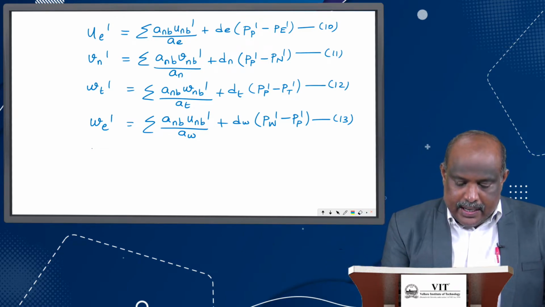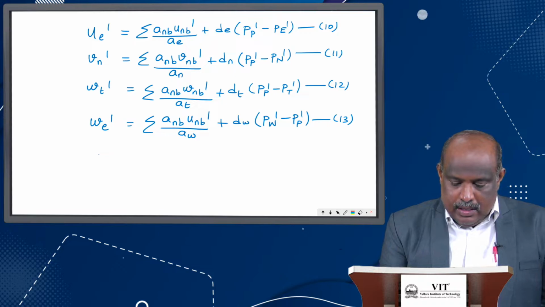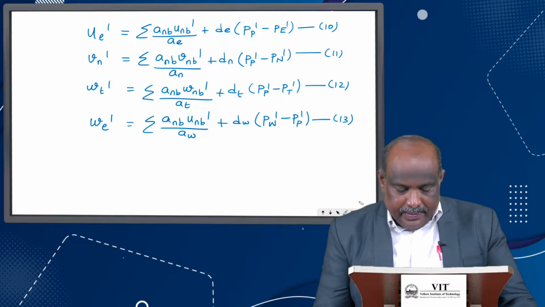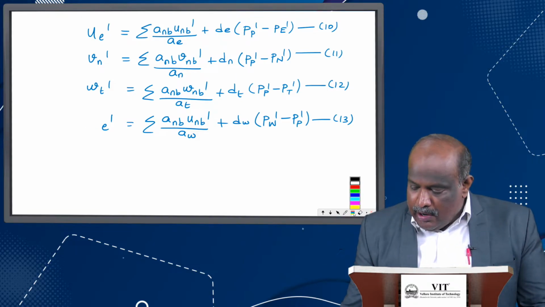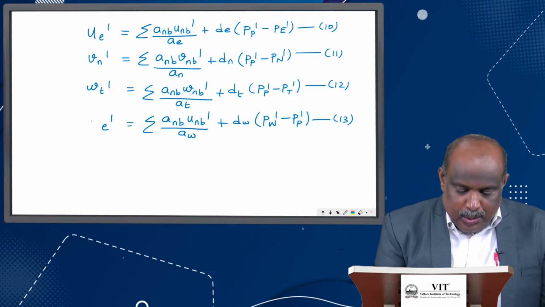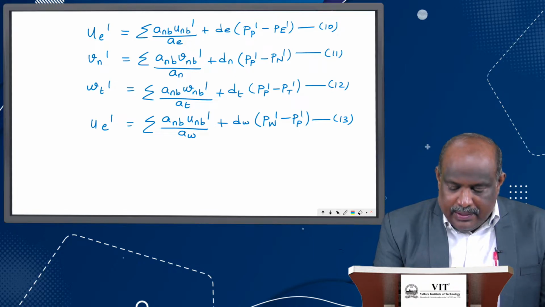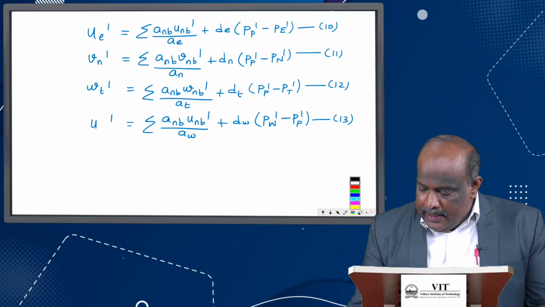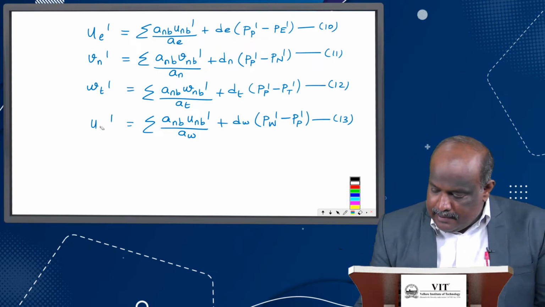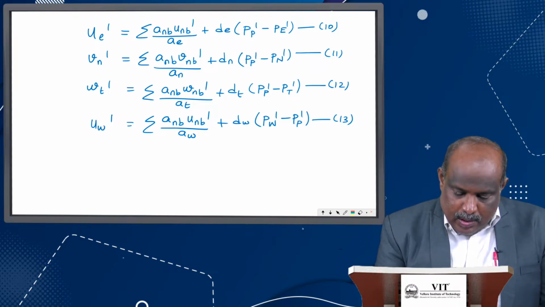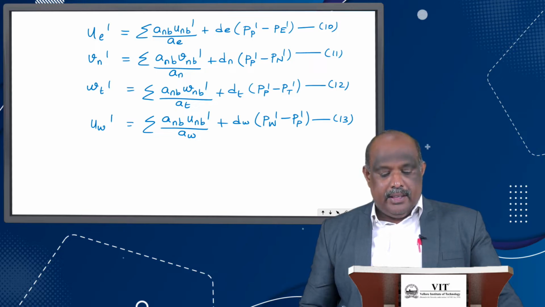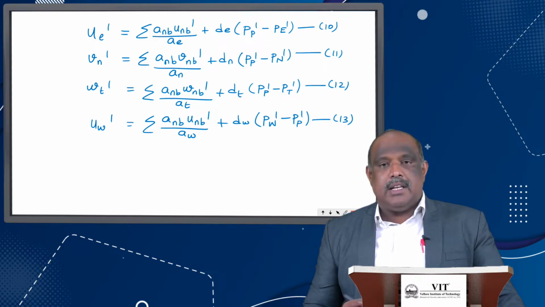Then let us take it as, I am sorry, it should not be W, it is not W. It should be U. Instead of E it should be W. So UW prime is equal to sigma ANB UNB prime by AW plus DW of PW prime minus PP prime.